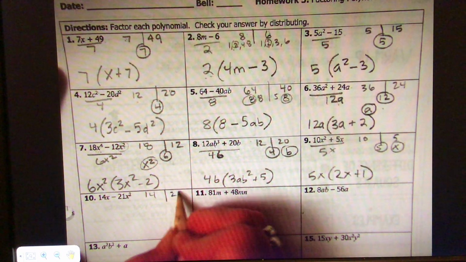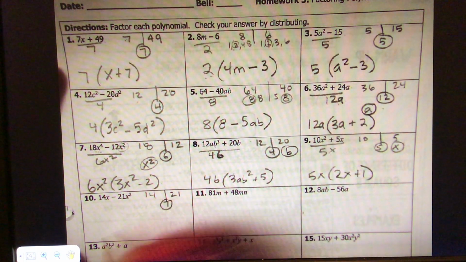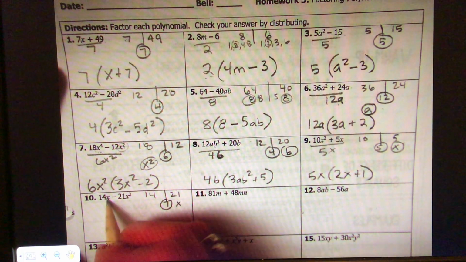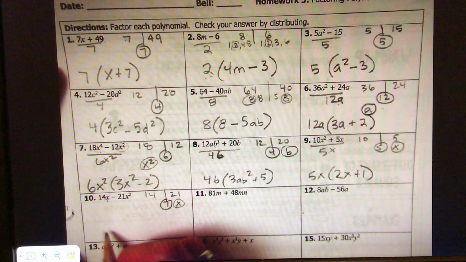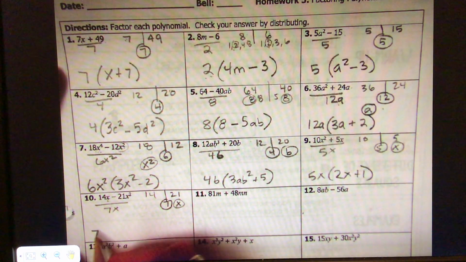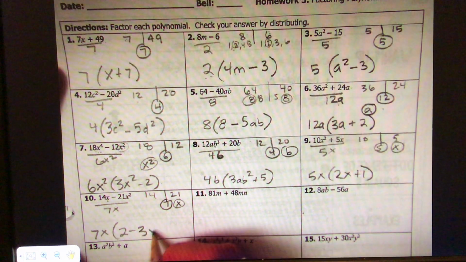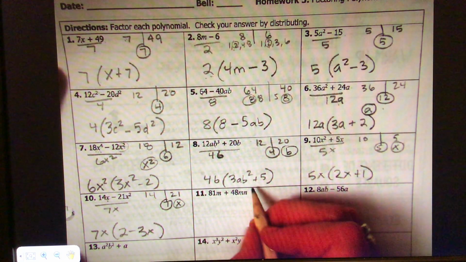14, 21. I already know it's 7. I have x's. Take the lowest exponent, and that's going to be your variable part. So I have all of it over 7x. 7x goes outside. 7x times 2 minus 3x. Voila.